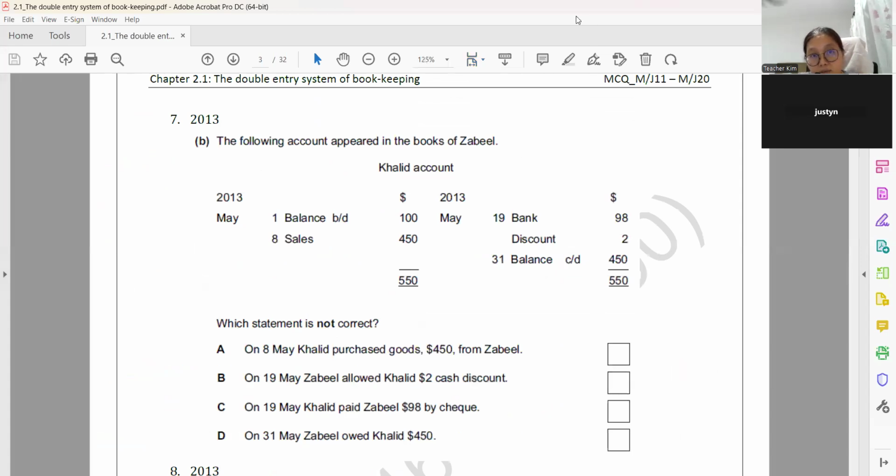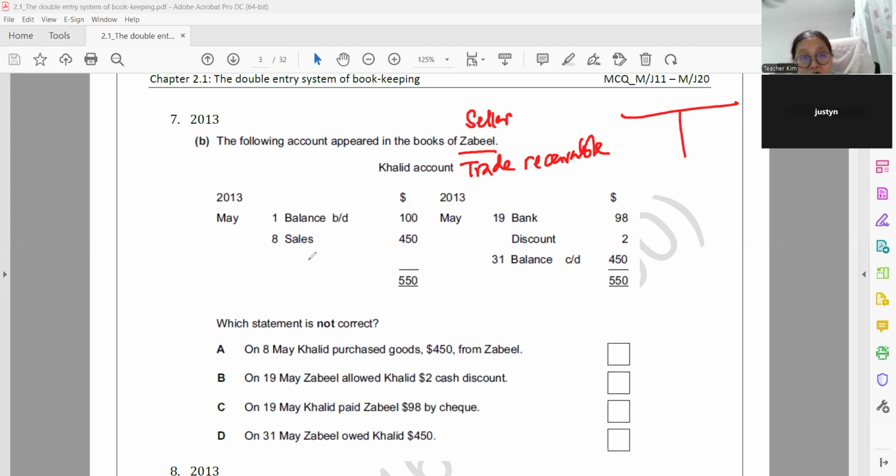Okay, question 7. First of all, you need to be clear on yourself. Zabir is a seller. Why? Because I saw the sales. So Zabir is a seller. Means Zabir records the trade receivable. Okay, so you must remember the format for the trade receivable. What are the items in the debit? What are the items in the credit? Which is what we have in here. And this discount is a discount allowed.